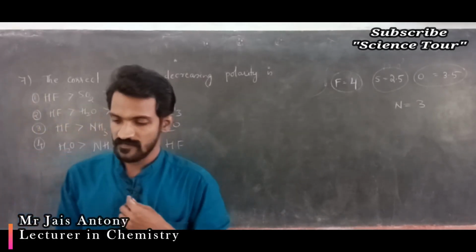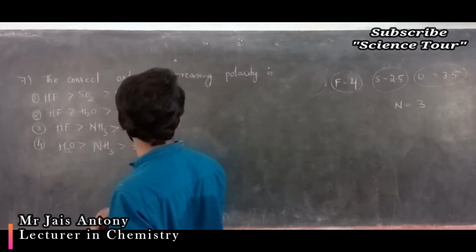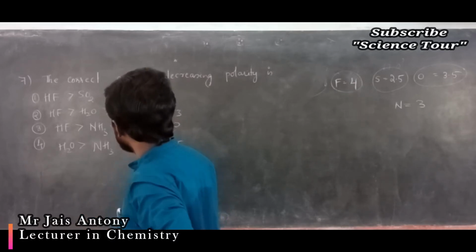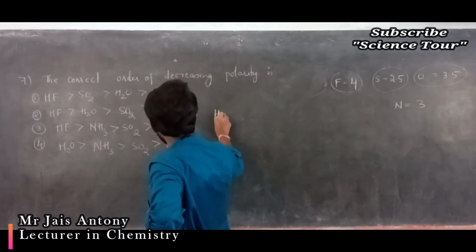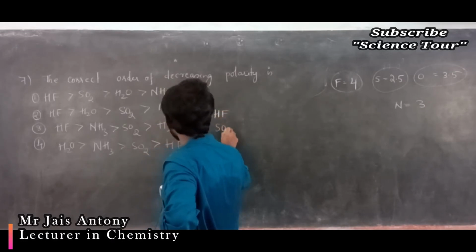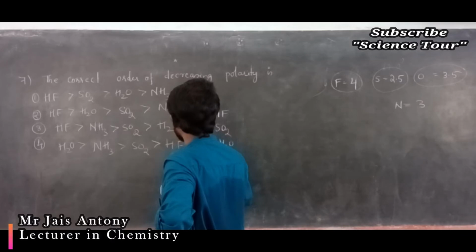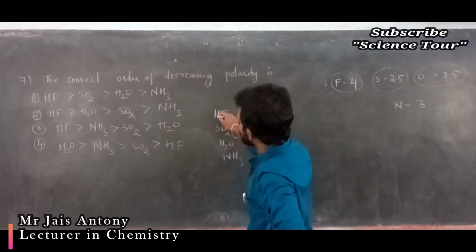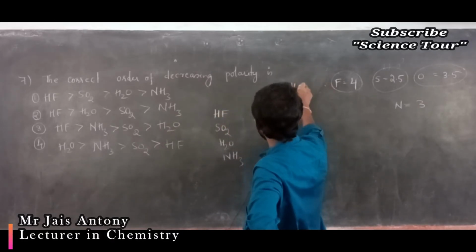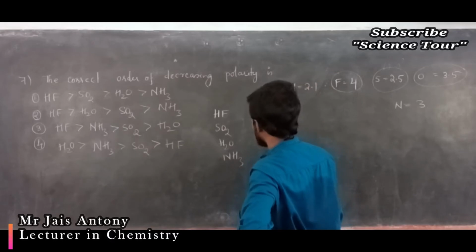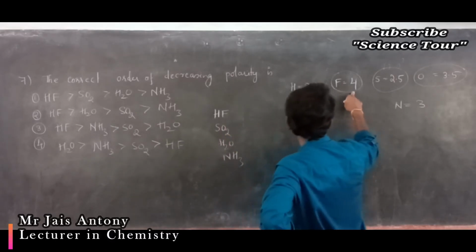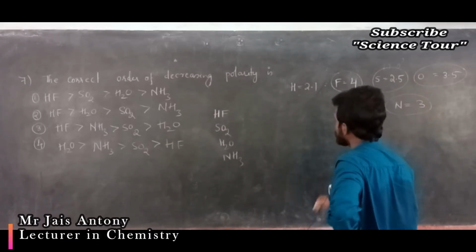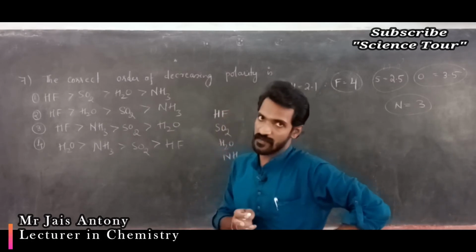My dear students, the question is the correct decreasing order of this one. You have to find the decreasing order of polarity. Decreasing polarity: HF, sulfur dioxide, water, ammonia. These compounds are given. So first you should know the electronegativities. Hydrogen is 2.1. Fluorine is 4. Sulfur is 2.5. Oxygen is 3.5. Nitrogen is 3. If you know this, you can find the electronegativity difference, my dear students.